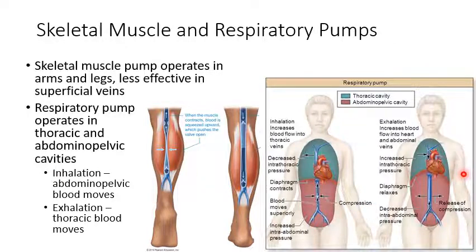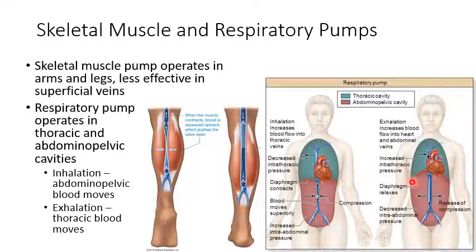So that's a pretty lengthy explanation, but that's shown here in these diagrams. This one is for inhalation, and then on the right side you have exhalation. So when the diaphragm is relaxed, it forms this dome that pushes up into the thoracic cavity. When it contracts, it flattens out. That increases the volume of the thoracic cavity, decreasing the pressure, but it also decreases the volume of the abdominal pelvic cavity, which increases the pressure, pushes on these veins, and pushes the blood through. So when you're inhaling, your abdominal pelvic blood is going to be flowing.